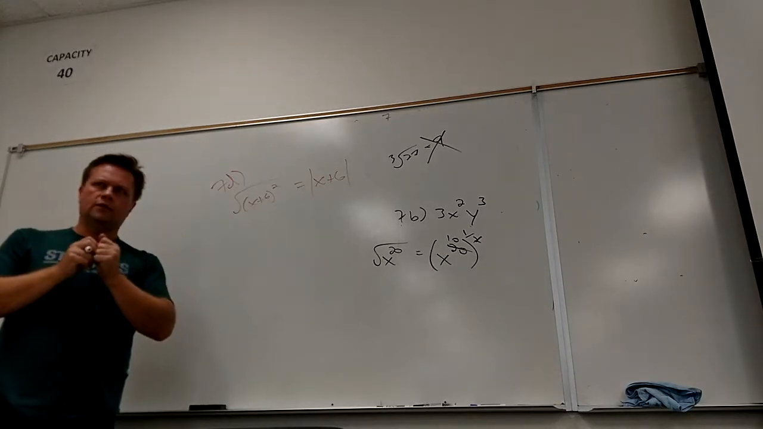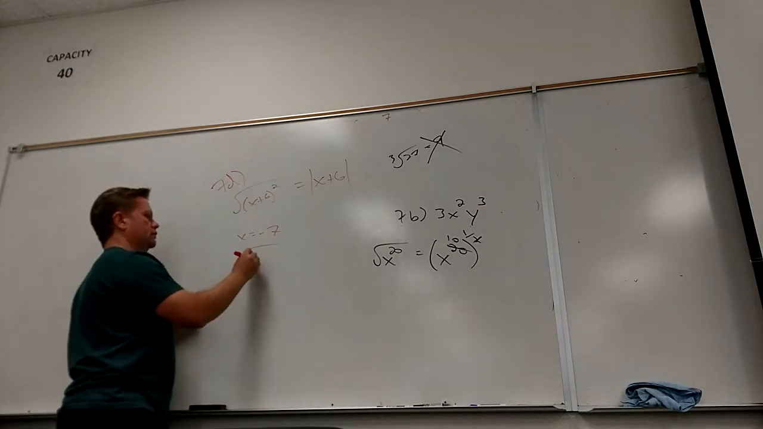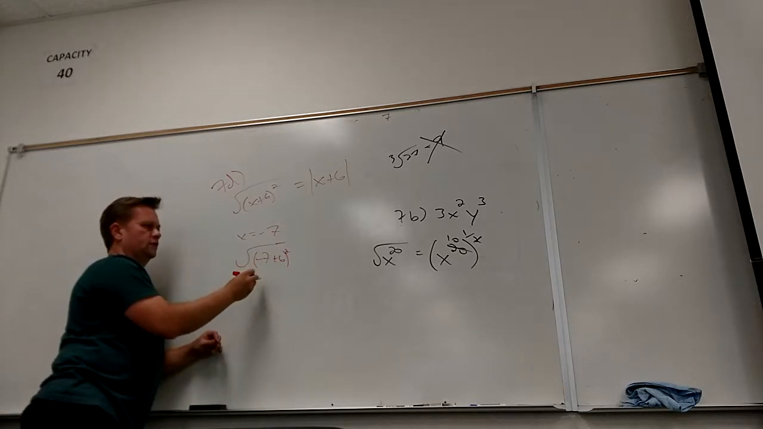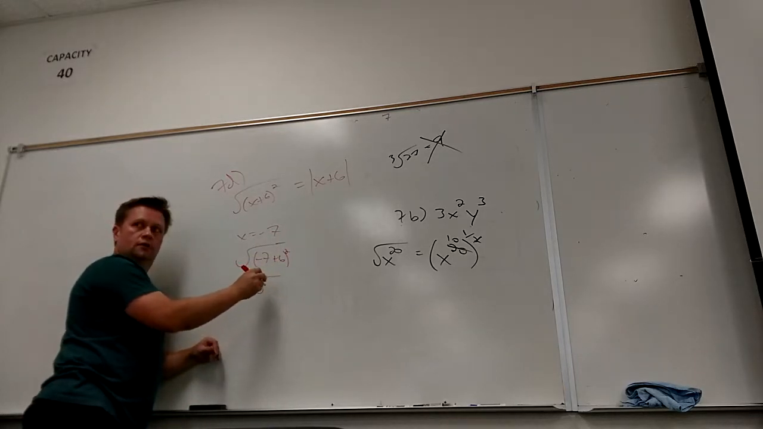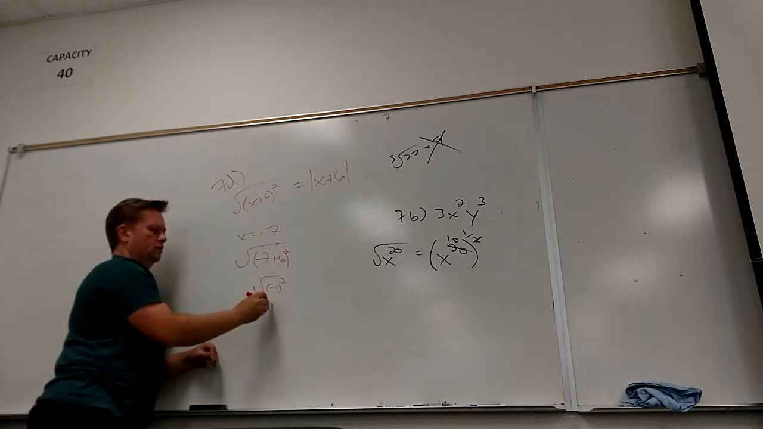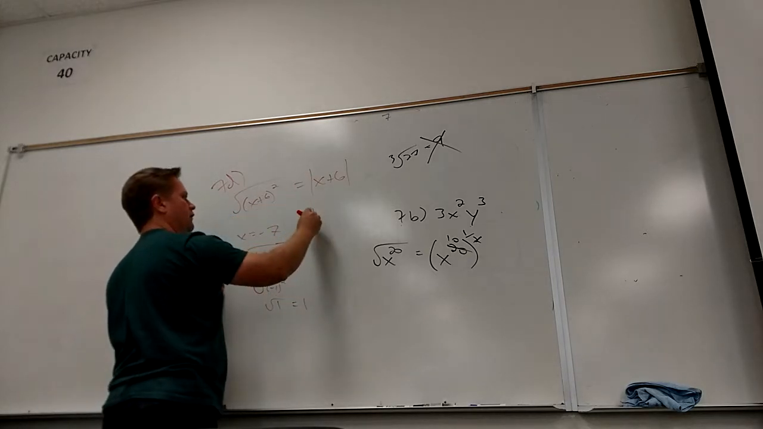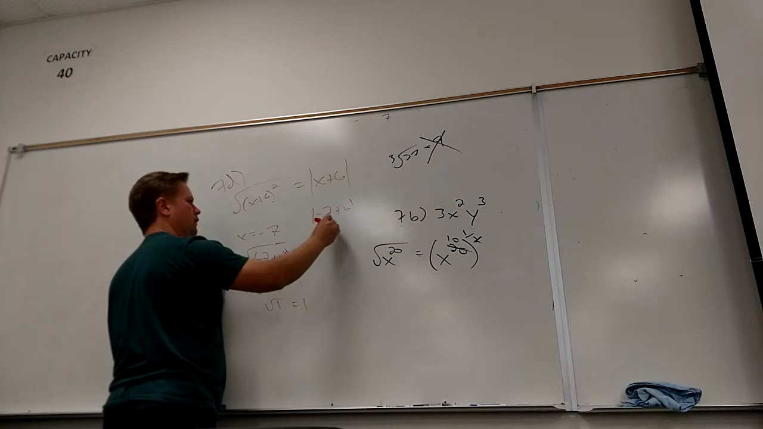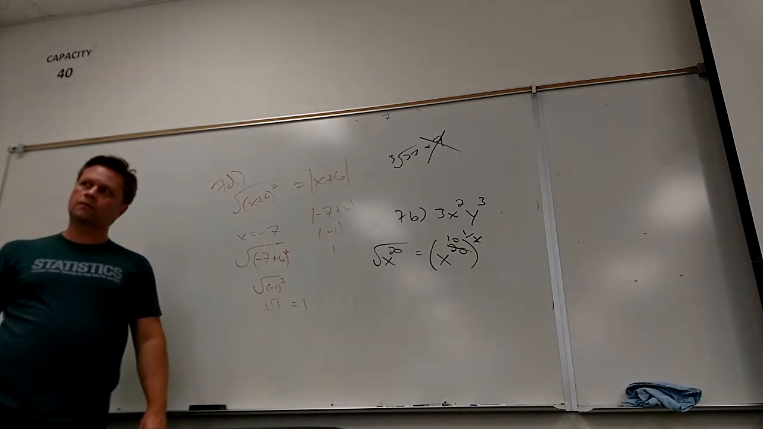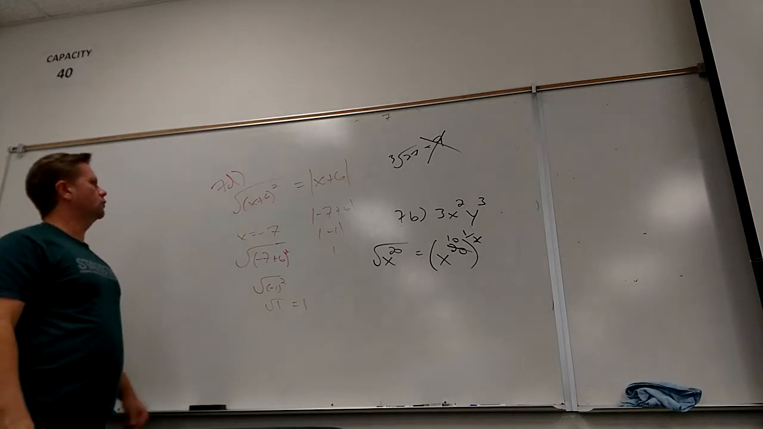I want you to realize, let's see if this is true. If x is negative 7, what do I get in here? The square root of negative 7 plus 6 squared. Negative 7 plus 6 is negative 1. Negative 1 squared is 1. The square root of 1 is 1. And the absolute value of negative 7 plus 6 is the absolute value of negative 1, which is 1. So it's true now. You just drop the squared part on the x plus 6?